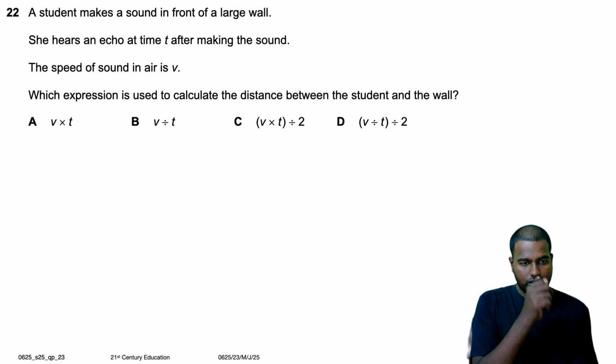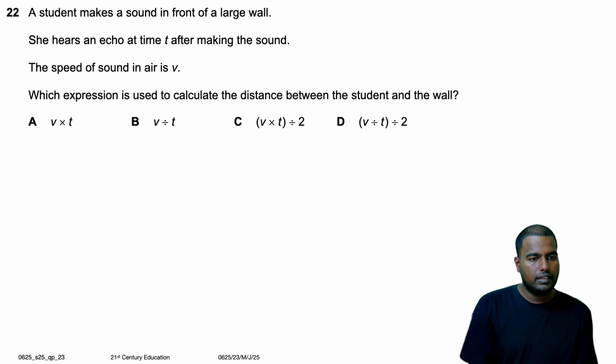A student makes a sound in front of a large wall. She hears an echo at time t after making the sound. The speed of sound in air is v. Which expression is used to calculate the distance between the student and the wall?